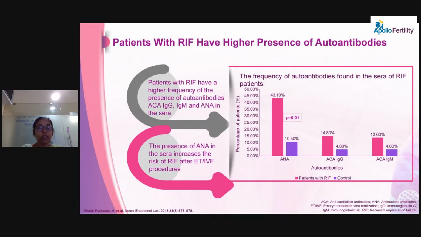Next, going to the autoimmune conditions associated with failure. Women with recurrent implantation failure have a high incidence of autoantibodies. Patients with recurrent implantation failure have a high frequency of presence of antibodies, especially the APLA syndrome. When you look at them, there are three markers: anti-cardiolipin antibodies, beta-2 glycoprotein, and lupus anticoagulant. Plus, the presence of antinuclear antibodies in the serum of patients with repeated failures was found to be high.